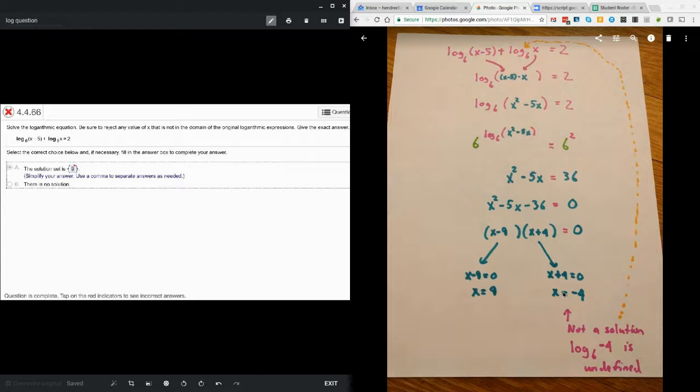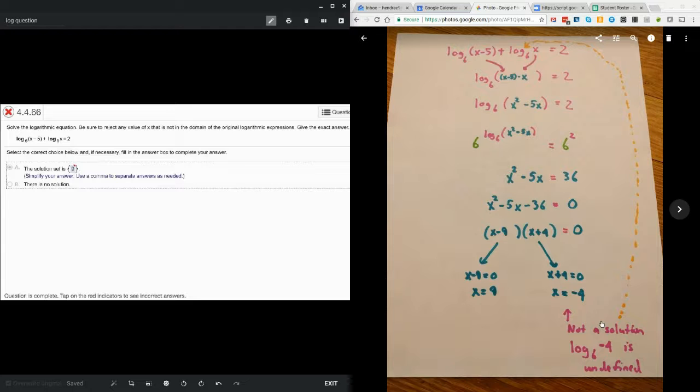Now, one thing that you'll find about log problems is that sometimes you'll solve them, and just like with radicals, you'll have extraneous solutions. And that's the case in this situation. You always have to go back into your original equation and make sure that 9, when you put it into either of the logs, doesn't give you something undefined. Okay, and 9 is fine, right? So if I put 9 in, I've got log base 6 of 9 minus 5, or 4, and that's fine. And here's just log base 6 of 9.